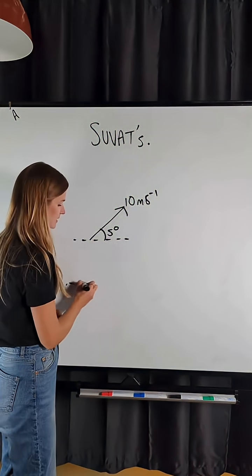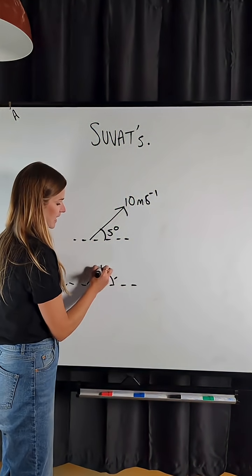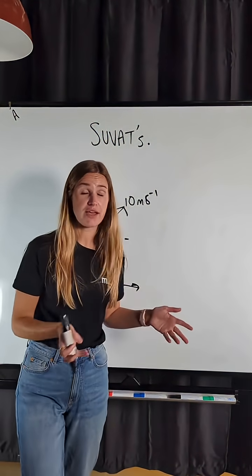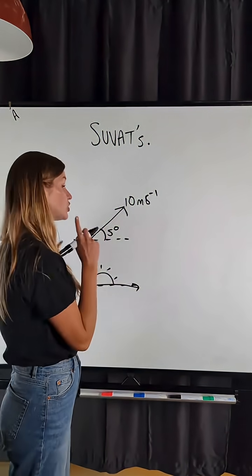So remember, horizontal is like horizon. So it's going to be in that direction. So that's my horizontal. Okay. You can use trig. Everyone loves trig. However, in physics, you don't have much time. So we're going to do a trick.